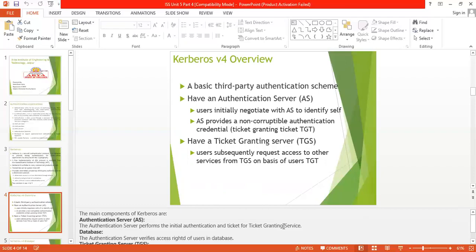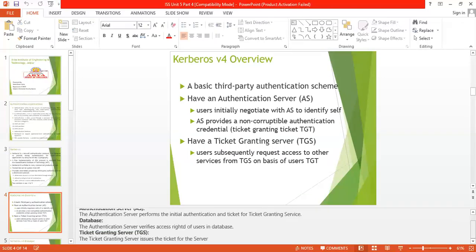First of all, what is the authentication server? The authentication server performs the initial authentication and ticket for granting services, and the database stores the information about the users, and the authentication server verifies access rights of the user. And the ticket granting server issues the ticket for the server. So basically this is the simple architecture.